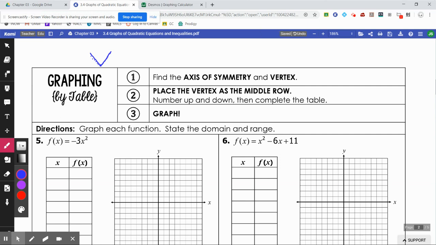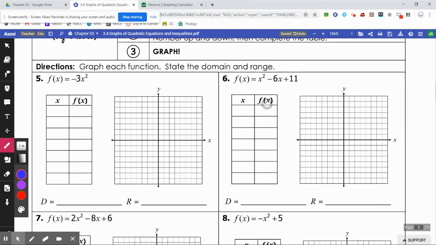So it says step number 1 to graph these things. Why not find the axis of symmetry and vertex first? This is not a have-to thing, but it helps a lot because once you find an axis of symmetry and a vertex, you can actually just graph one side and you already know what the other side is going to look like. It says place the vertex in as the middle row, just like we did with absolute value. Number up and number down to complete the table, and then we're going to graph it.